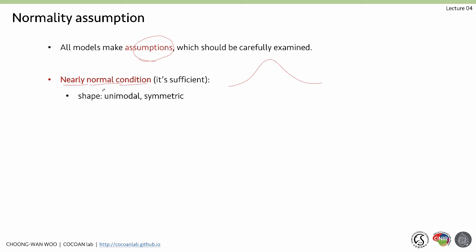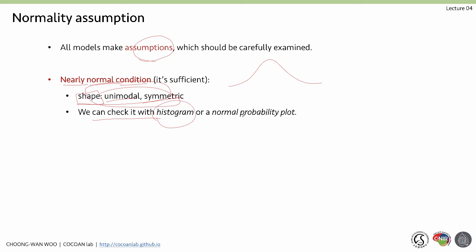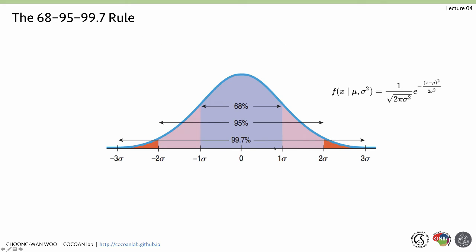What is the nearly normal condition? The shape should be unimodal and also symmetric. That is basically it, and this is the way to check the shape. We can use the histogram, which we learned about, and the normal probability plot. We are going to learn this soon. To learn the normal probability plot, we need to know this first: how to change Z to probability or probability to Z. So we need to learn this. This is a theoretical normal distribution.